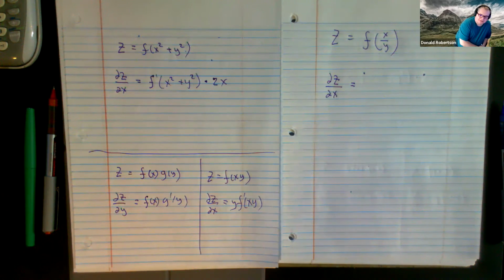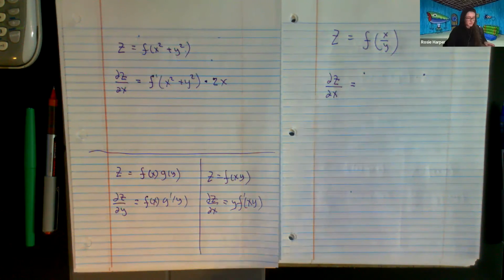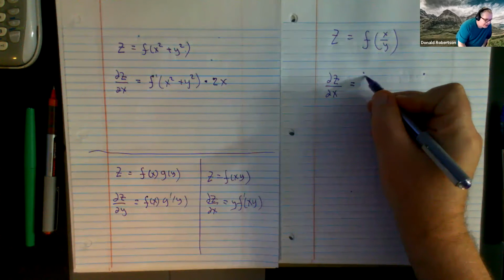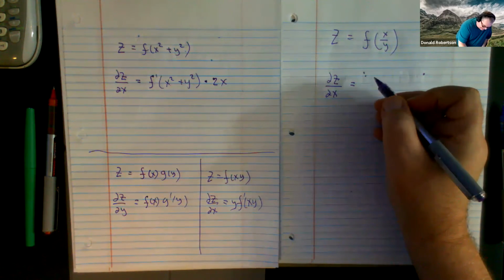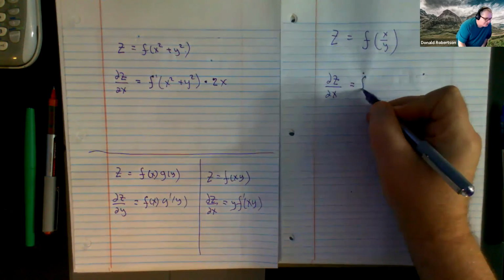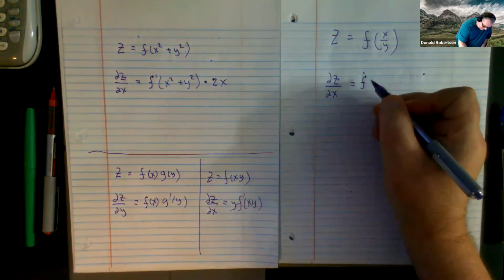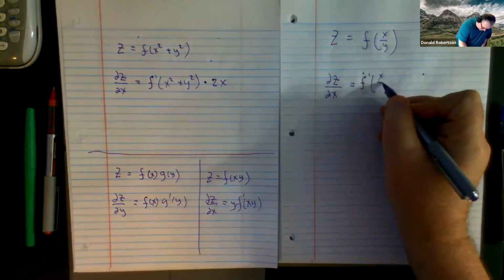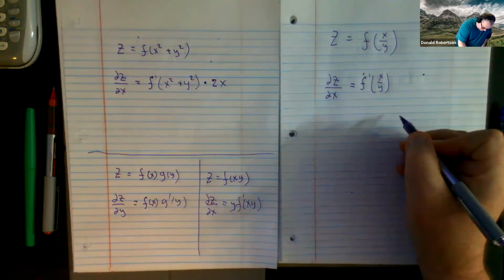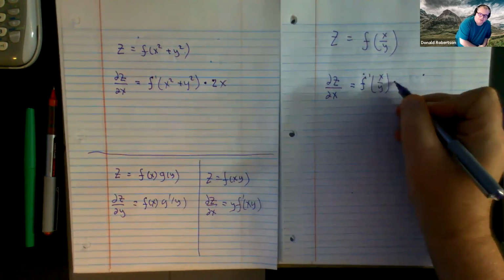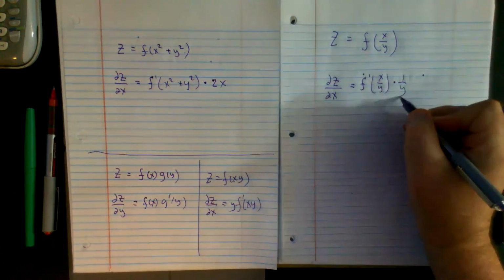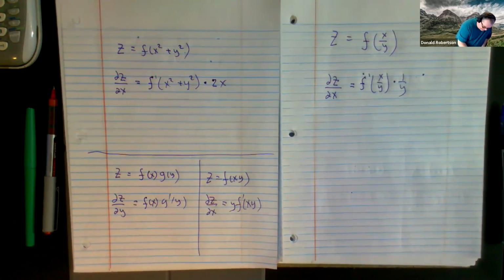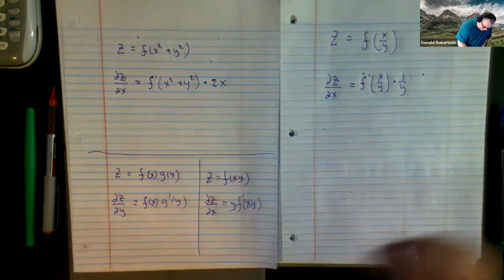Any takers? I think I got one over y times f prime of x over y. I think I heard an f prime of x over y. I didn't catch the last part, so how would you finish that one? Multiplied by 1 over y. Do you agree? Does that look good? Right. Yeah, that would basically be it.